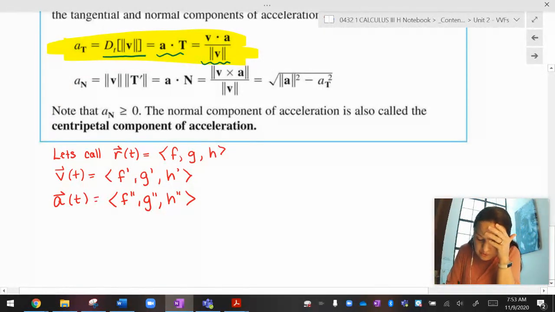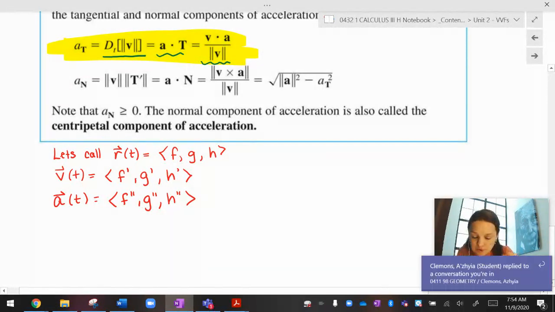So what I'm going to do first is I'm going to say, let's call my path r of t, with components f, g, and h, where f, g, and h are all functions of t. So r has components f of t, g of t, and h of t. And then if I wanted to take the derivative of r to find the velocity, the vector valued functions for velocity and acceleration, I would have f prime, g prime, h prime, f double prime, g double prime, and h double prime. That seems reasonable.